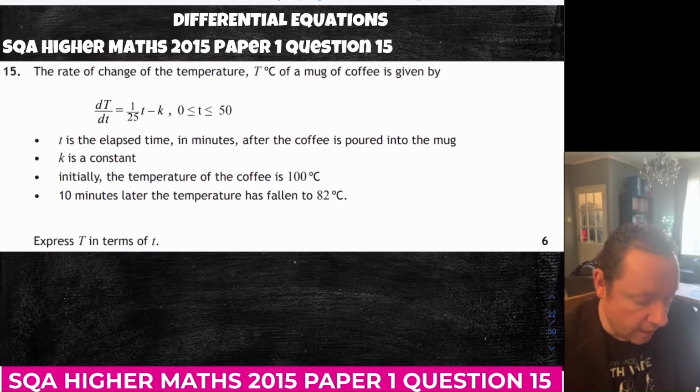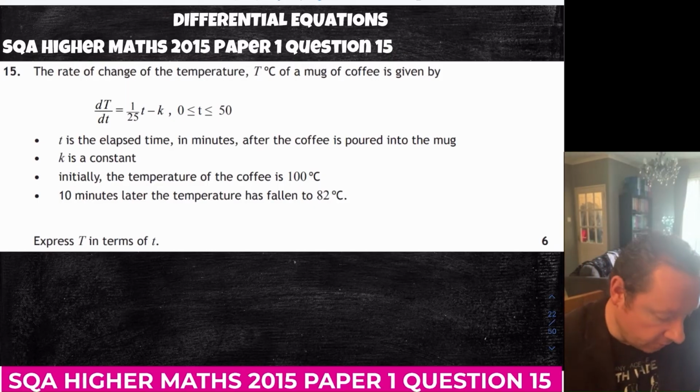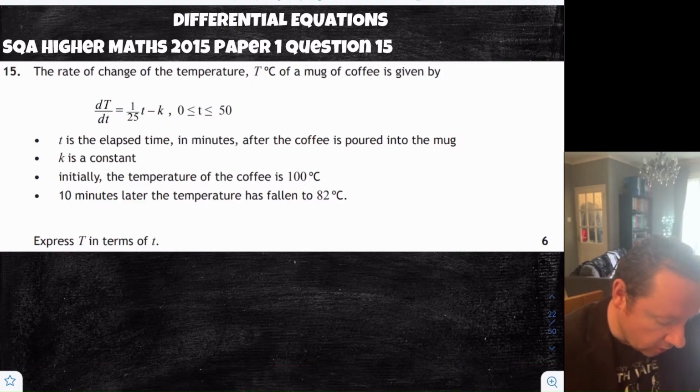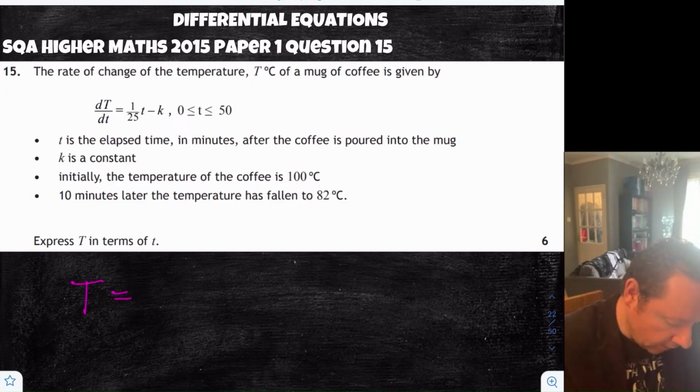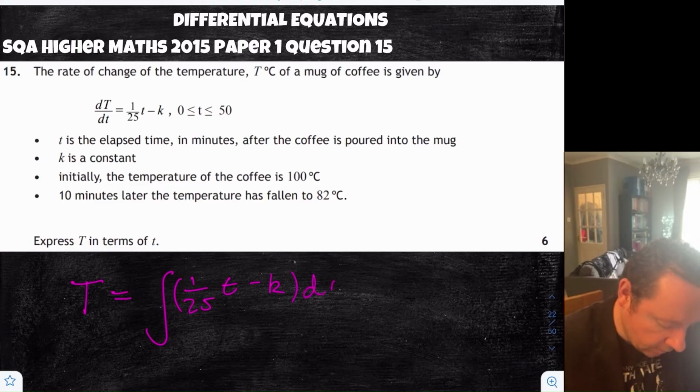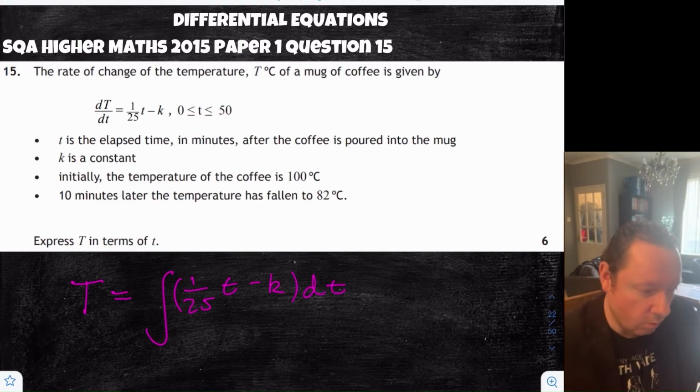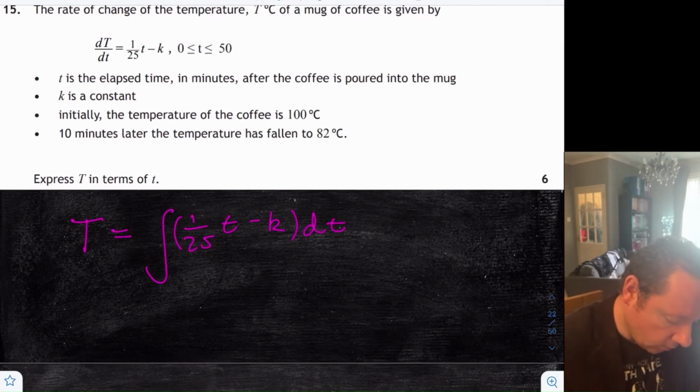Differential Equations, SQA Higher Maths 2015, Paper 1, Question 15. The rate of change of temperature of a mug of coffee is given by this differential equation. It tells you some information. Express T in terms of t. What you need to realise is if you integrate dT by dt, you just get T back. So we can just immediately say that T equals the integral of the right-hand side, 1 over 25 t minus k. And that will be with respect to t, because it's dt instead of dx as normal. So we'll just integrate and let's go.